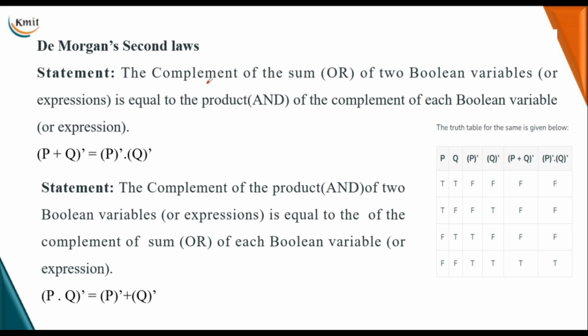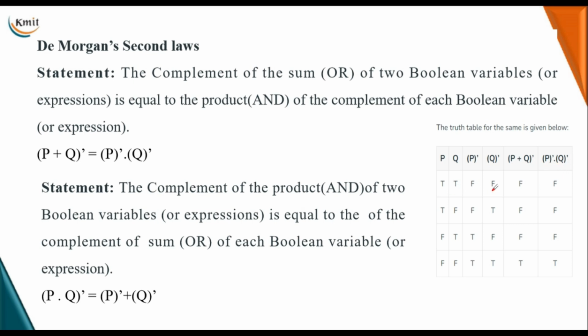In the same manner, the second law of De Morgan's theorem states that the complement of the sum, the OR, of two Boolean variables is equal to the product of the complement of each Boolean variable. So (P OR Q) whole bar is equal to P bar AND Q bar. Here we replace P and Q with the possible true and false values and we obtain (P OR Q) whole bar and P bar AND Q bar.